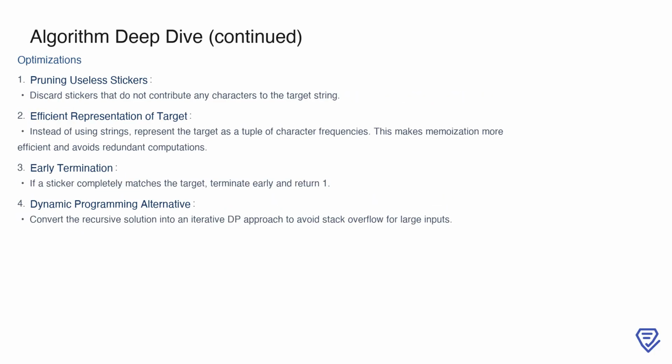To make the algorithm even more efficient, we can incorporate additional optimizations. One such optimization is pruning useless stickers. Stickers that don't contribute any characters to the target can be discarded upfront, reducing unnecessary calculations. Another optimization involves representing the target as a tuple of character frequencies instead of a string. This not only simplifies memoization but also avoids redundant computations caused by identical targets being represented differently as strings. Additionally, we can implement early termination. If a sticker completely matches the target, we immediately return one, as no further stickers are needed.